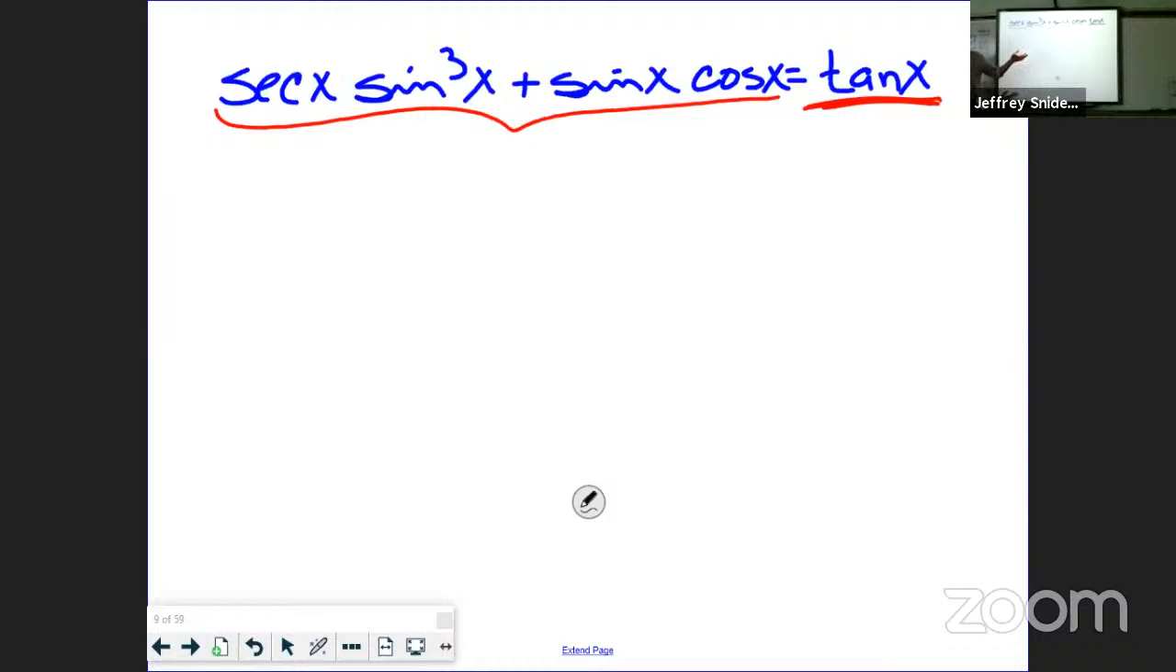It's just like people that invent things. They don't get it right the first time, but they learn from their mistakes and say, okay, I don't want to do that next time. Let's approach it a different way. So I tried to get them both the same bottom. So I did secant x over cosecant cubed x plus cosine x.